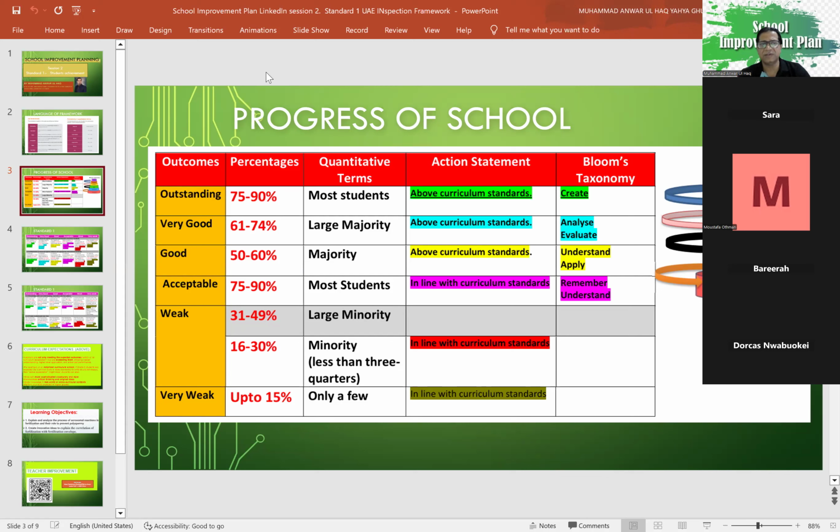But if your school is rated good, the inspection will be after 2 years. And if you are rated very good or outstanding, it is 4 years. The new inspection will come after 4 years, so your strategic planning will remain for 4 years.